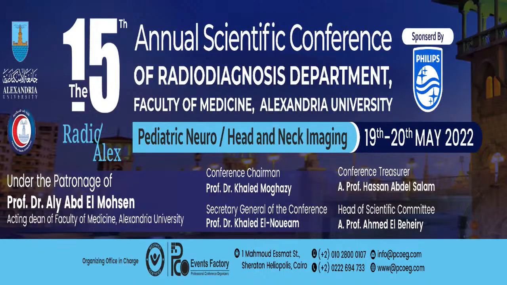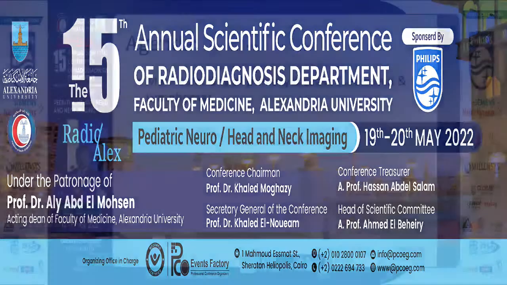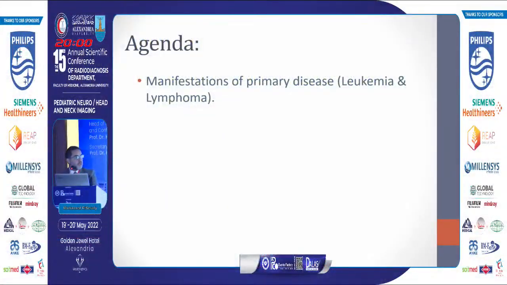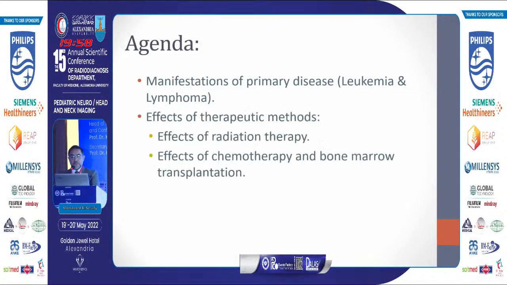Hematologic malignancy mainly, I will talk about lymphoma and leukemia. We should talk about the manifestation. Any imaging of these diseases should include the manifestation of primary disease and the manifestation of therapeutic methods, which is the chemotherapy and the effect of radiotherapy.